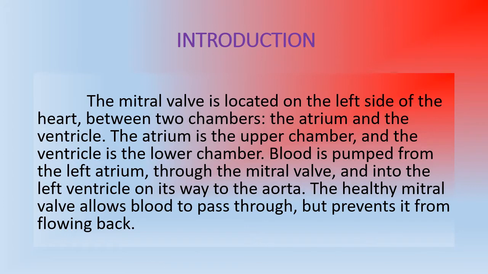Introduction. The mitral valve is located on the left side of the heart between the two chambers, that is, between the left atrium and left ventricle. Blood is pumped from the left atrium through the mitral valve and into the left ventricle, and then on its way to the aorta. A normal, healthy mitral valve allows blood to pass through, but it prevents it from flowing back.